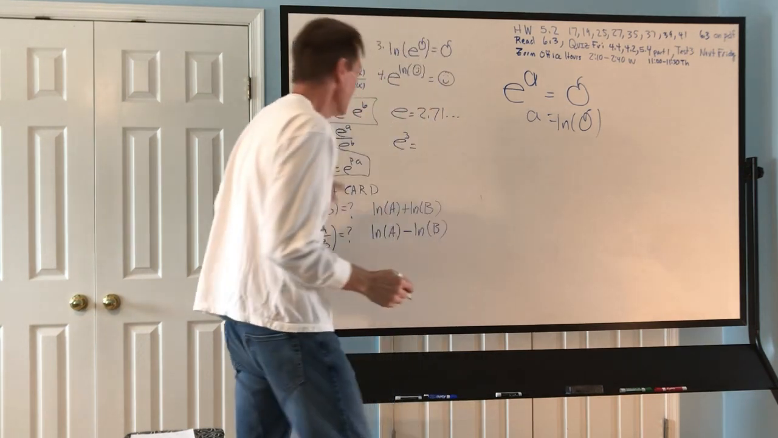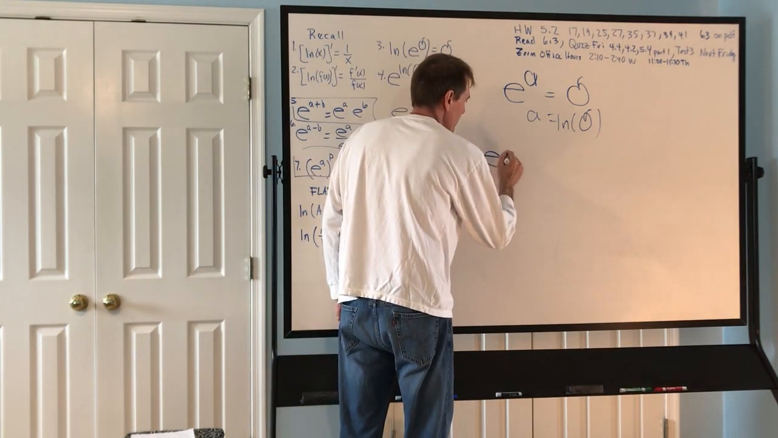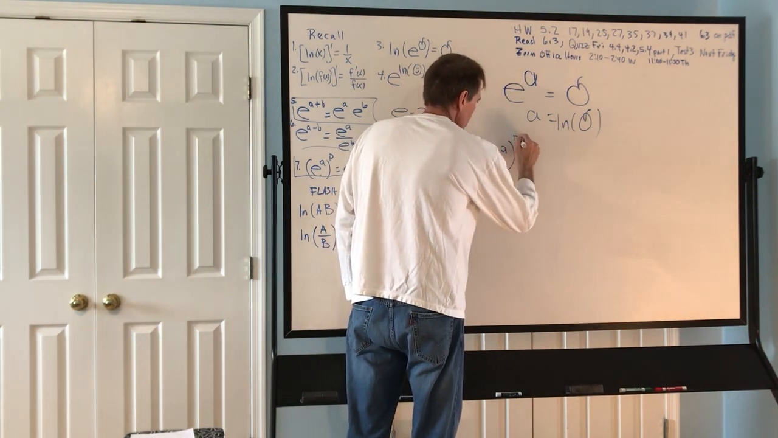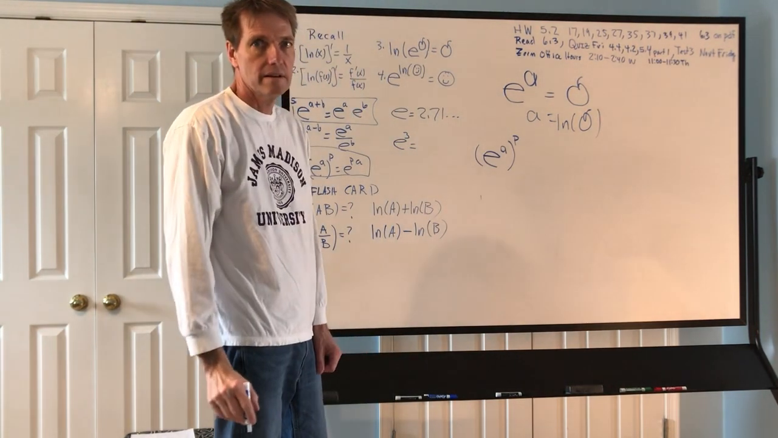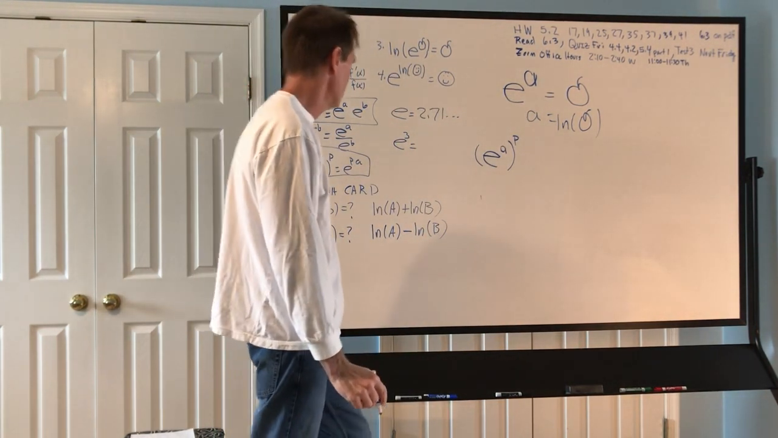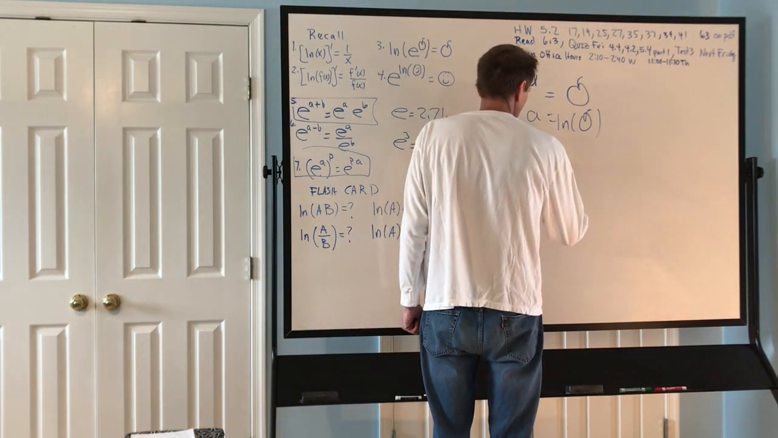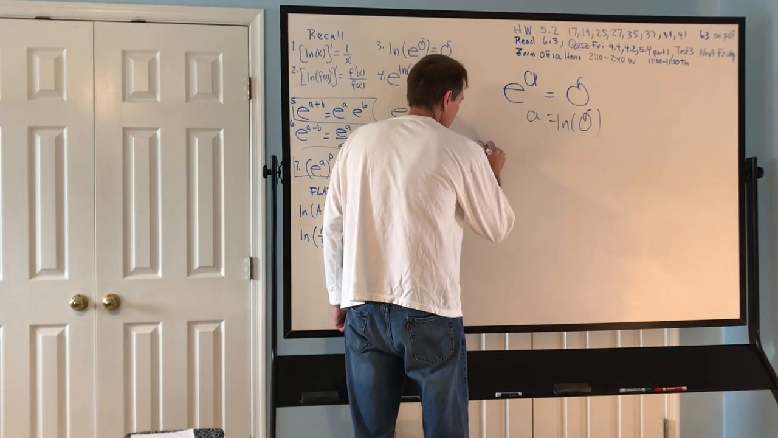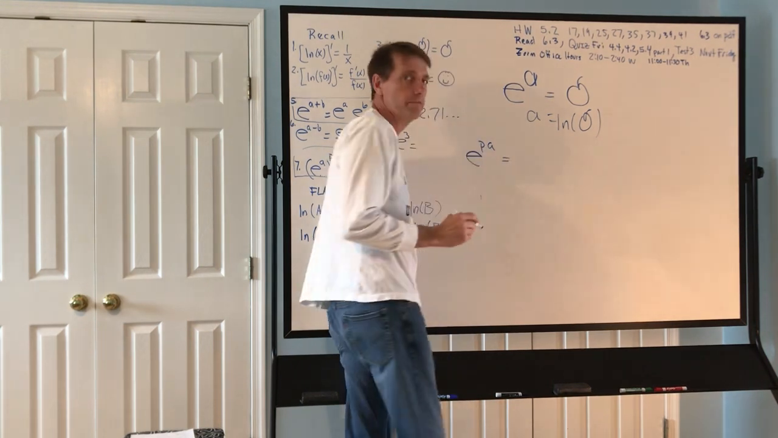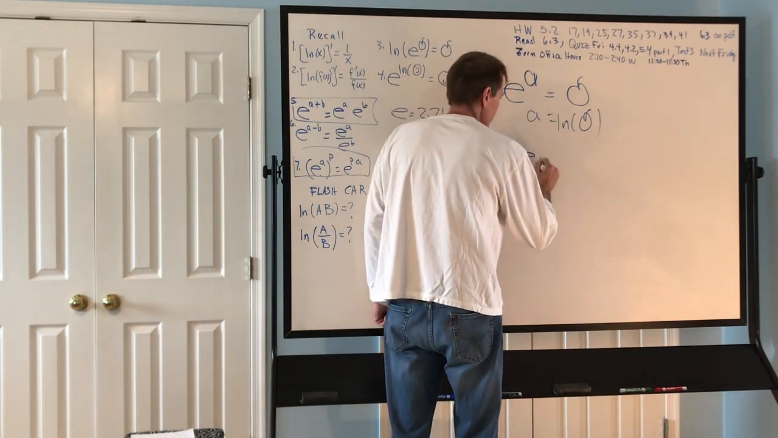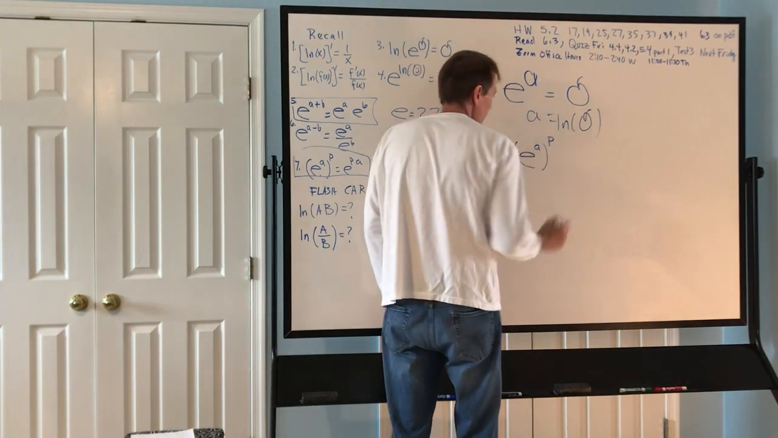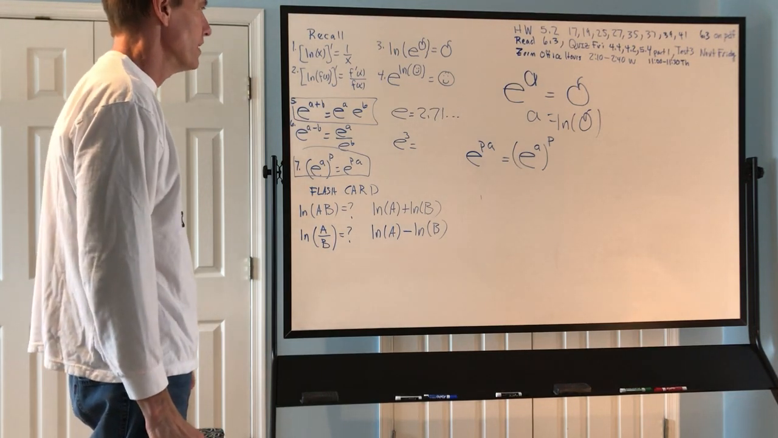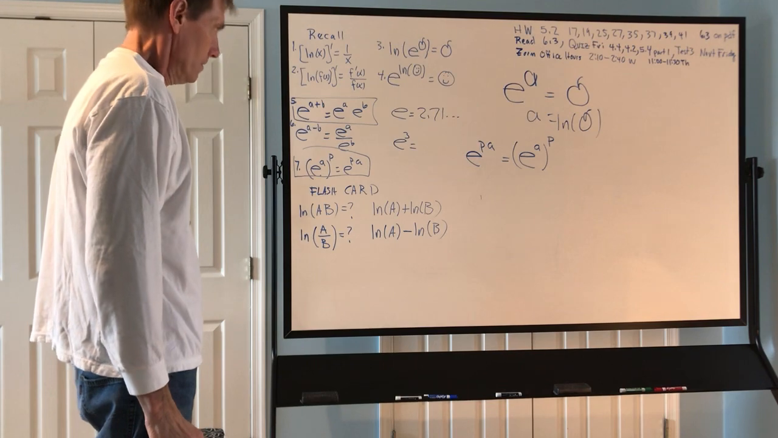I'm going to start with the property. We know that E of A raised to the P is equal to E of P times A, which is equal to E to the A raised to the P. E to the P times A is equal to E to the A raised to the P. Okay?